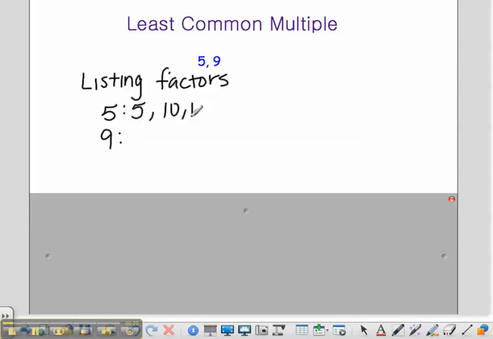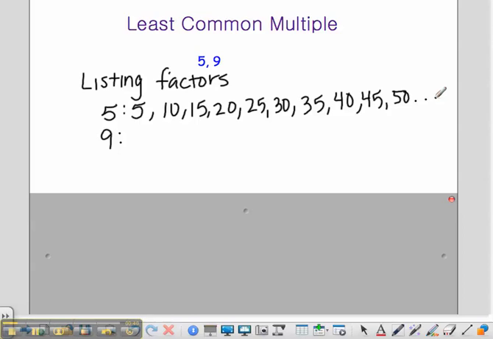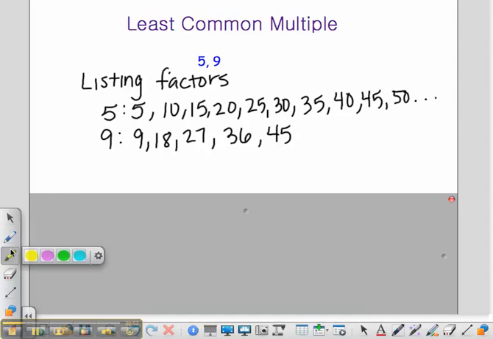5, 10, 15, 20, 25, 30, 35, 40, 45, 50, and so on. Multiples of 9: 9, 18, 27, 36, 45. Oh! When you have reached the lowest multiple that they have in common, you have found the least common multiple. Therefore, the LCM, or the least common multiple of 5 and 9, is equal to 45.